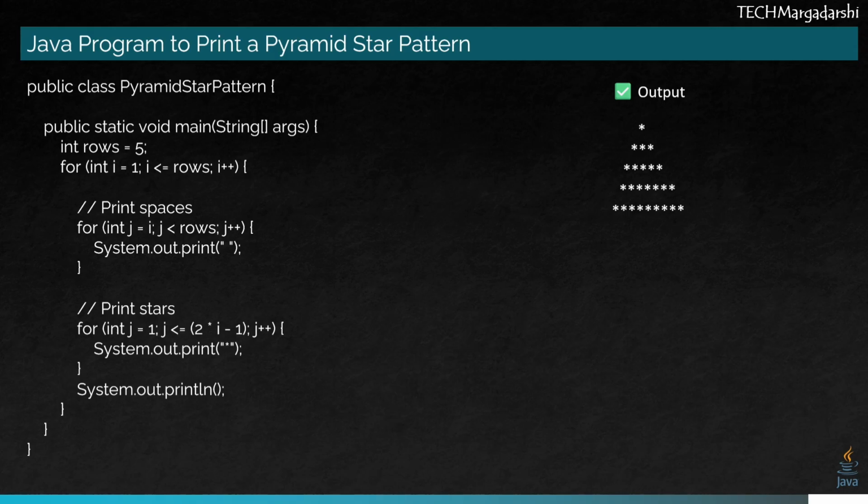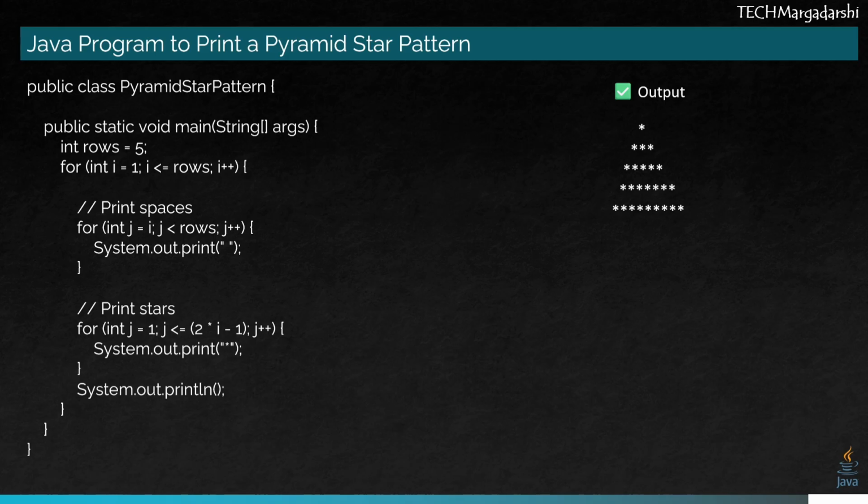Now let's learn how to print a pyramid star pattern in Java. Here we take the number of rows as 5. To create the pyramid shape, we use nested for loops to print both spaces and stars. The first inner loop prints the required spaces before the stars. As we move to the next row, the number of spaces decreases.